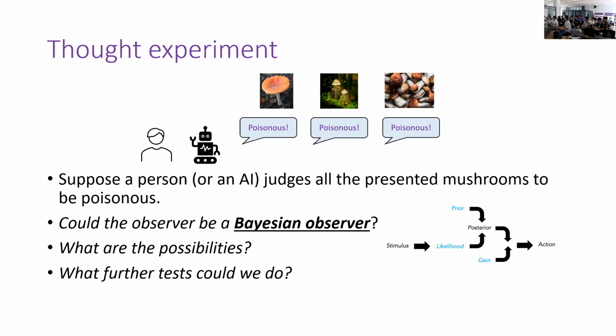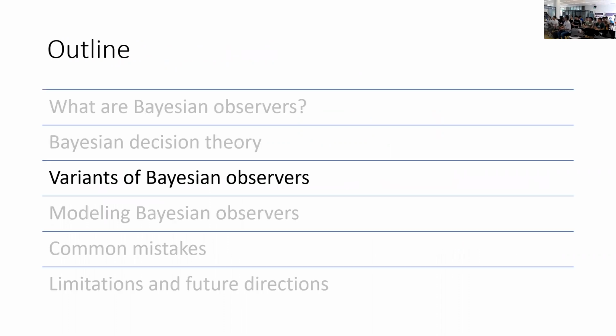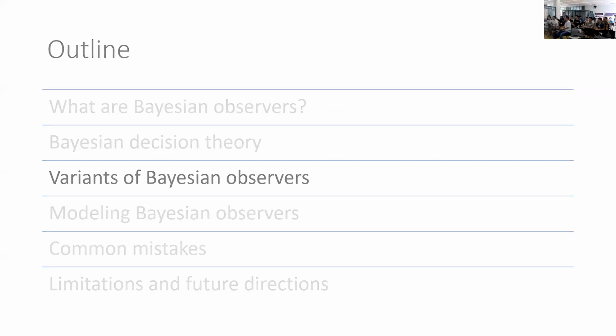Okay, let's continue. So our question is, are humans Bayesian? I would like to show you two variants of Bayesian observer model today.